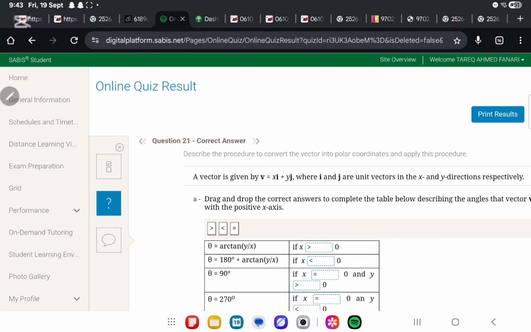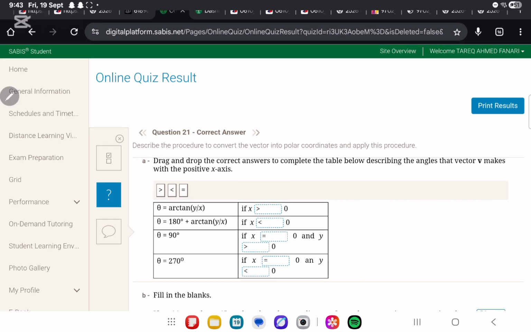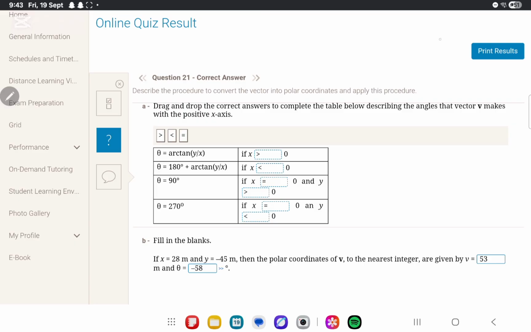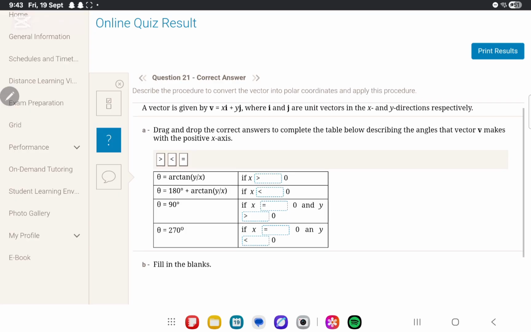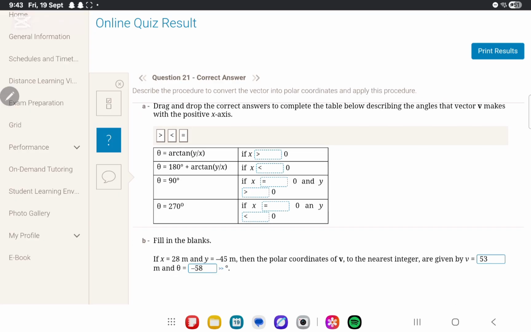Okay, question 21. These are the applications of the formulas. Now, after this question, because by this point you should have mastered how to use these formulas, I'm going to start using the calculator method, because the calculator method is much faster. So, a vector is given by xi plus yj, where i and j are unit vectors in the x and y directions respectively. This is the first part.